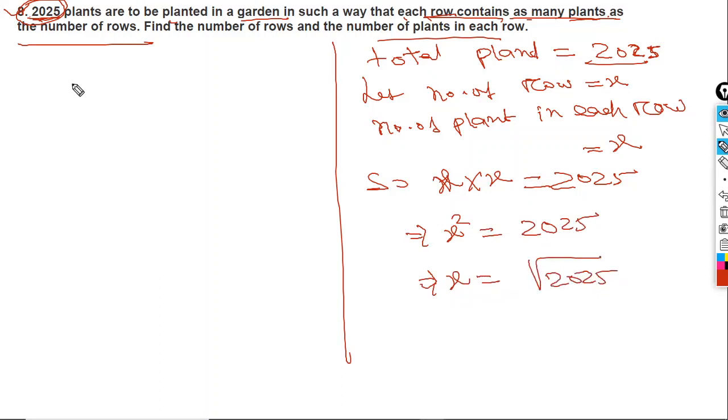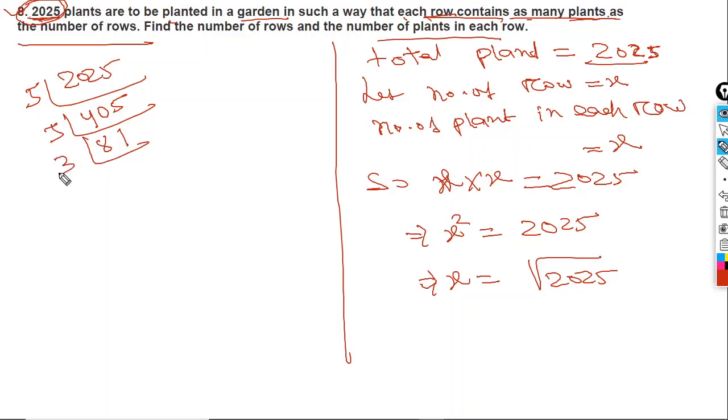Now here you can find root over 2025. First you can use 5 for the 20, then 5 5 the 25. Then again 5 5 8 ja 40, 5 1 ja 5. Then again you can use 3, here 3 27, here again 3, then 9, then 3 3. Now 2025 equals 5 5 3 3 3 3.